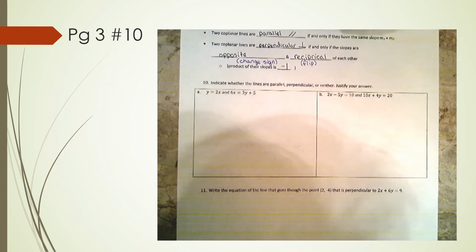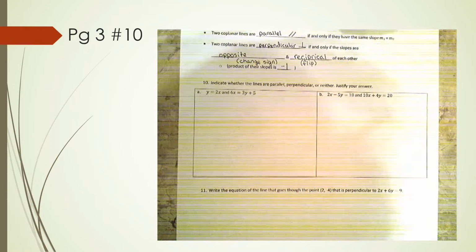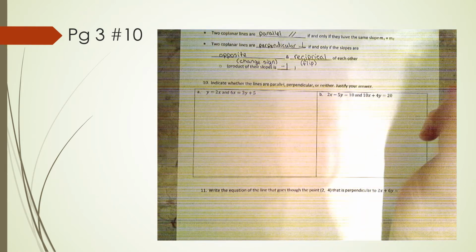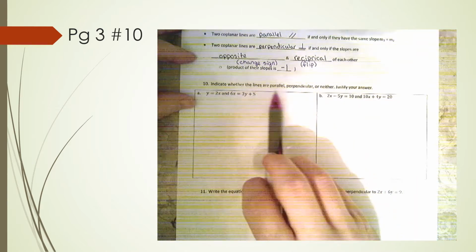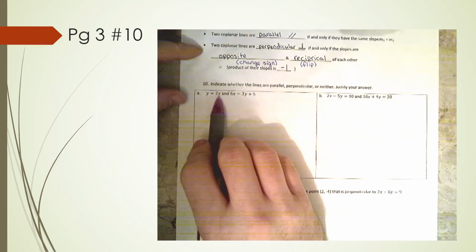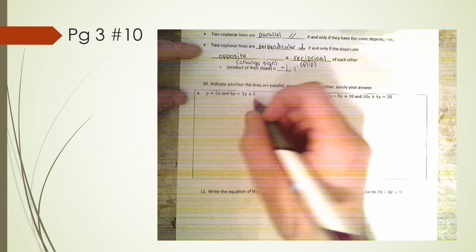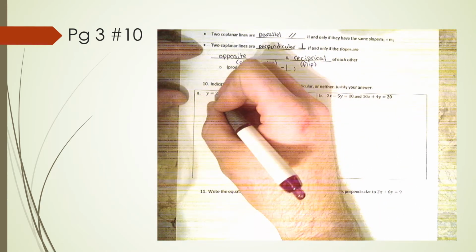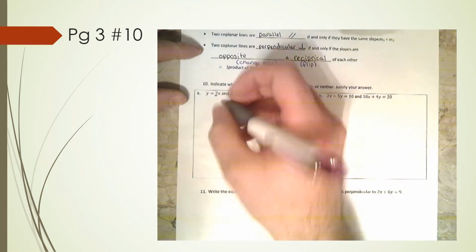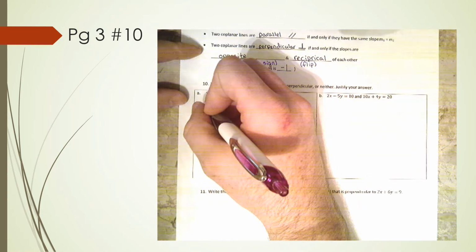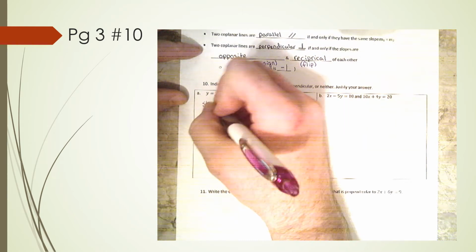Okay, so we are looking at number 10. This one says indicate whether the lines are parallel, perpendicular, or neither. Justify your answer. So what you want to do with all these is find the slopes, because we have to compare slopes to know if they are parallel, perpendicular, or neither. So for this first one, it's actually technically in slope-intercept form, which is y equals mx plus b. And m stands for slope, so 2 in this case would be the slope.